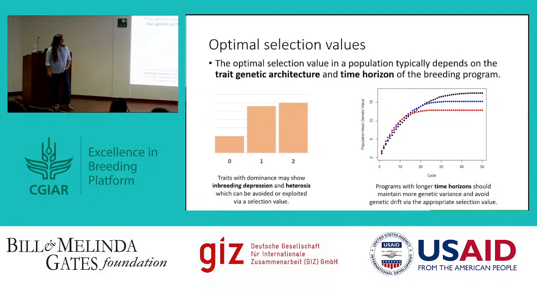So yeah, like I was saying, when it comes to selection values, your trait genetic architecture is one of your big deciders on what you use. The other big one is your breeding time horizon, which we're going to talk about now.